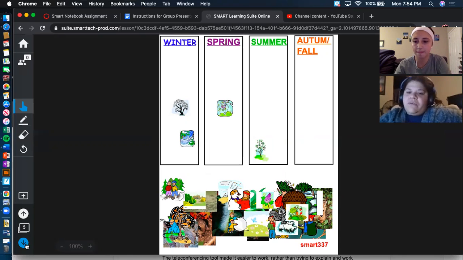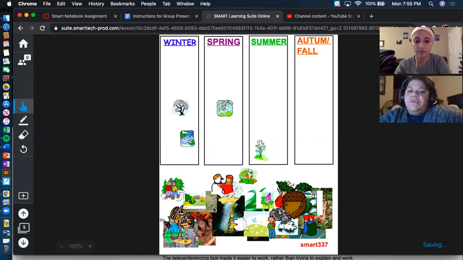They can also speak about the picture that they are sorting or they are choosing, to make the connection with the season and what they are acknowledging. You know what I mean?